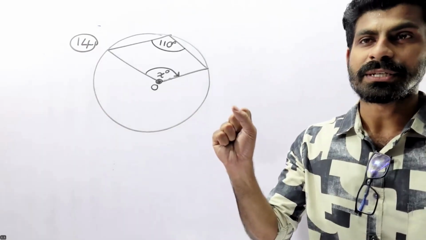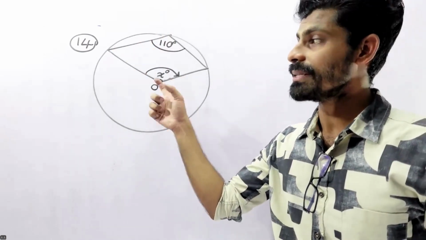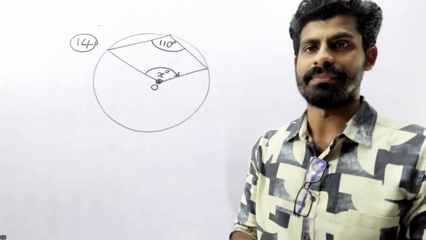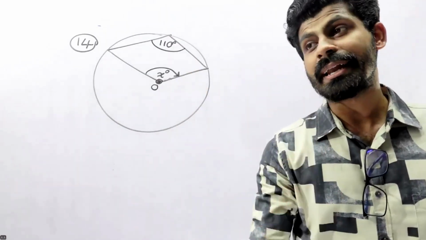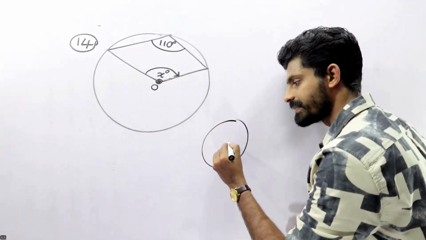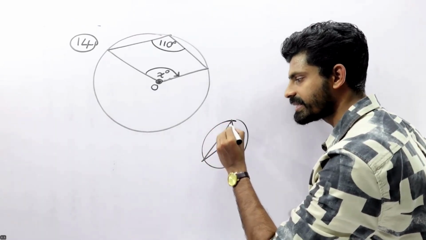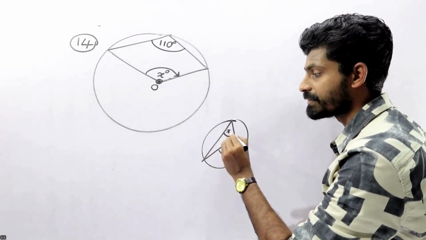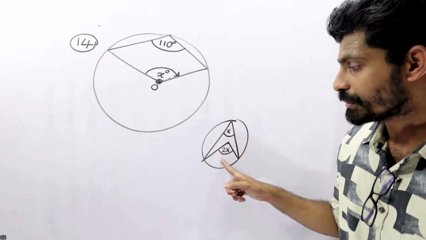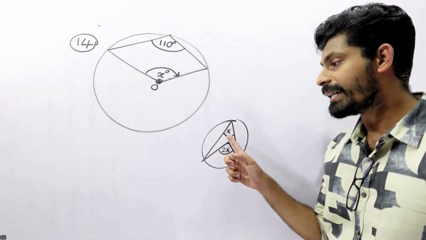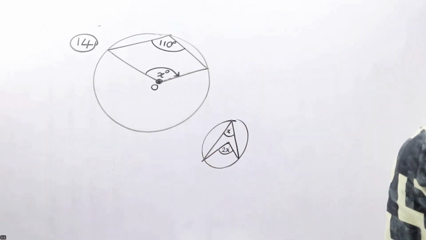Cyclic quadrilateral means all 4 vertices should be on the circle. This is not a cyclic quadrilateral. But we can apply the theorem. What is the theorem? You know that angle at the center is twice angle at the perimeter. So that means if this one equals to x, this one equals to 2x.